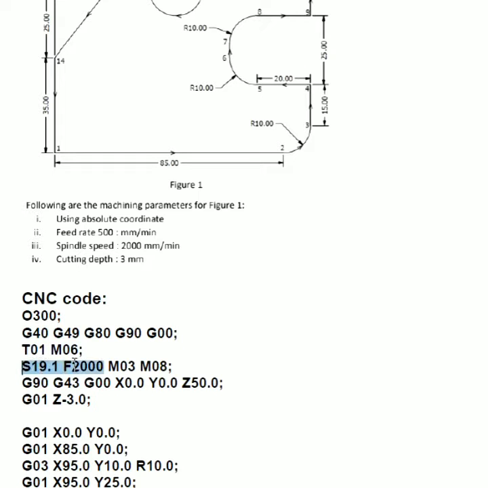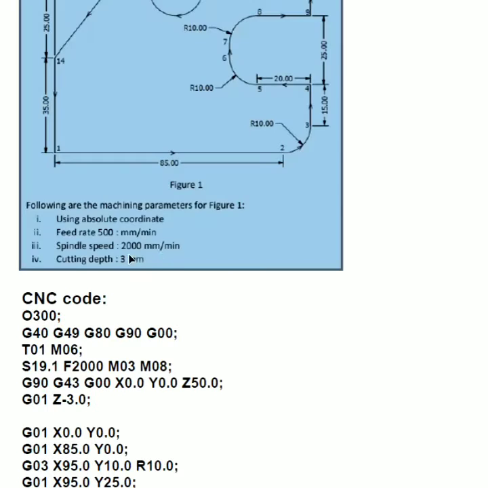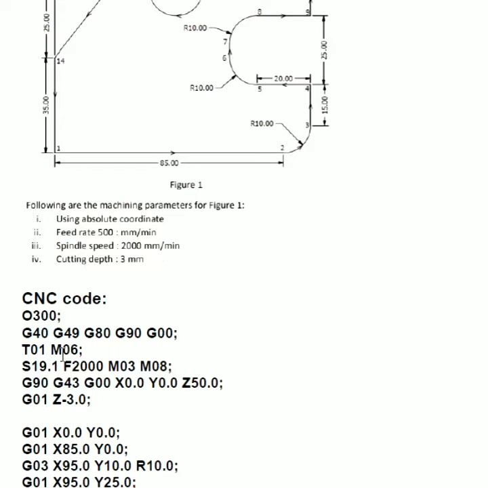For the fourth block here, S19.1, the given spindle speed is 2000 meters per minute. Then we change to RPM, and we get 19.1 as the spindle rate in RPM. The feed rate here is 500 mm per minute. Then we change to RPM, and we get F2000.